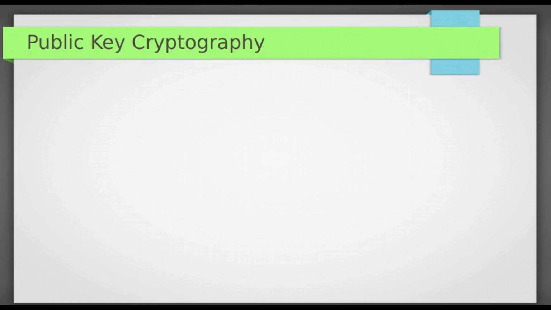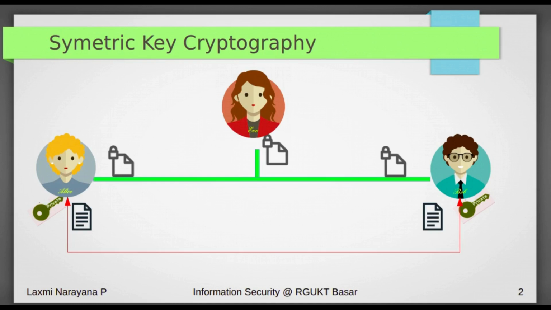So far we have seen symmetric key cryptography. Today we will discuss public key cryptography. Secret key cryptography uses a single key for both encryption and decryption. It must be present at the sender and at the receiver. This key must be kept secret.